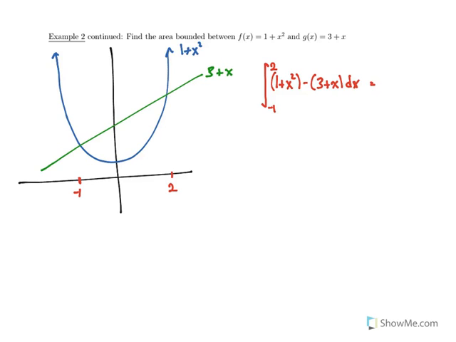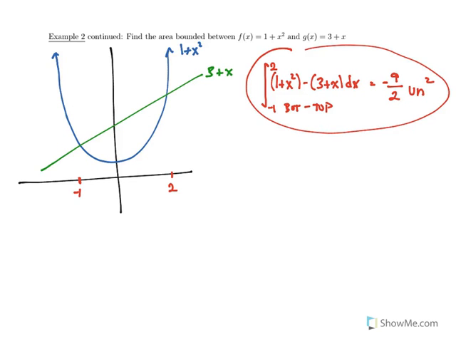If you do this, then you should have gotten an answer of -9/2 units squared, which is not correct. This should be positive area, but because you flipped those, you're going to get a negative out from your final answer. Right, so that would be doing bottom minus top, which is not what we want to do. So this is not what we want there.